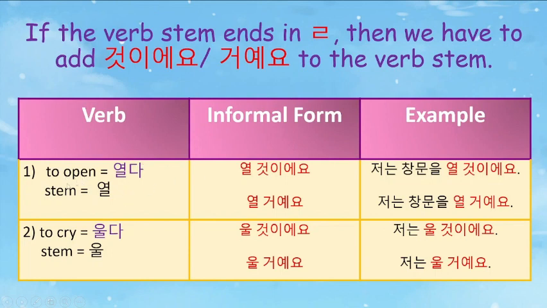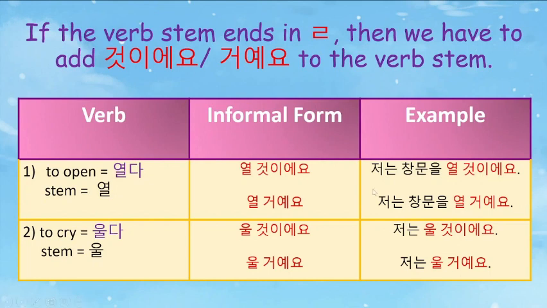The first one is the verb to open, that is 열다. What is the stem? 열. Because the stem already ends in ㄹ, we don't need to attach an extra ㄹ. So we are going to attach either 것이에요 or 거예요, and it will become 열 것이에요 or 열 거예요. For example, I have to say I will open the window. There are two ways again. 저는 창문을 열 것이에요 or 저는 창문을 열 거예요.